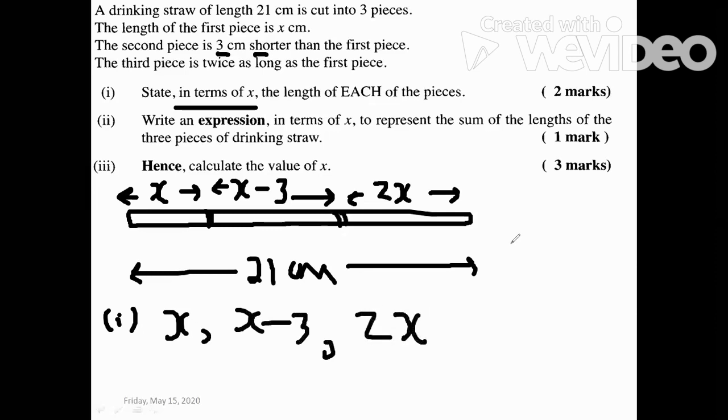That's part 1. Part 2 says write an expression. Now, an expression does not have an equal sign. Write an expression in terms of x to represent the sum of the lengths of the 3 pieces of drinking straw. So what they're asking us to do is to find the sum of those 3 expressions. Because I don't have enough space, let's call this part 2.